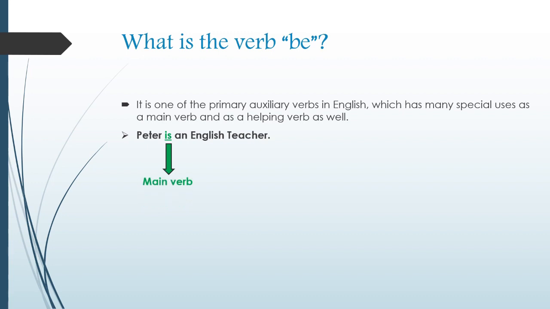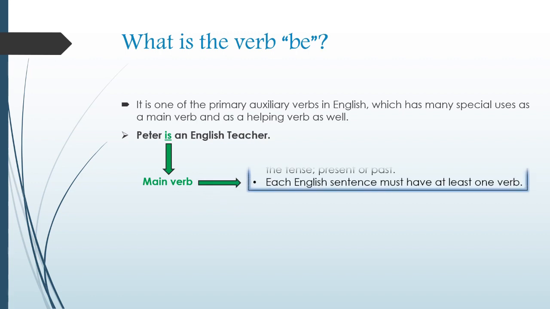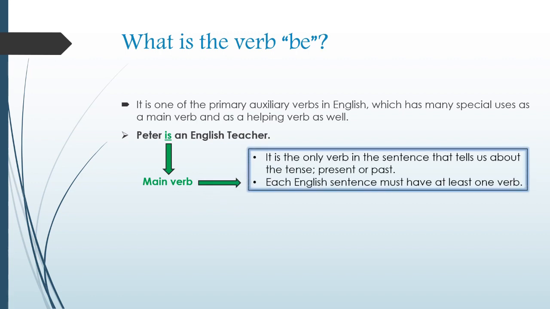And when we say it is the main verb of the sentence, we mean it is the only verb in the sentence that tells us about the tense, present or past. We have also to keep in mind that each English sentence must have at least one verb. Sometimes we have more than one verb in one sentence.